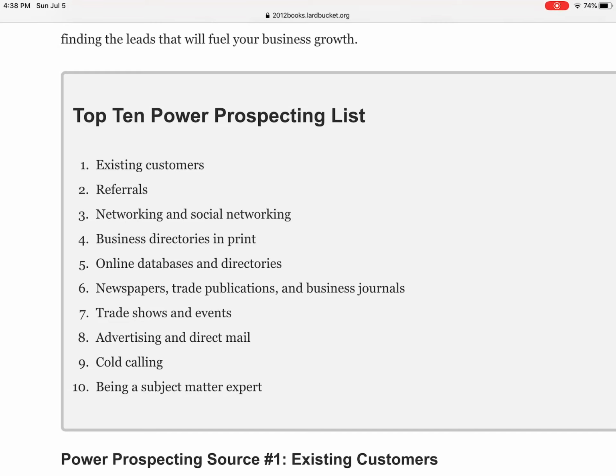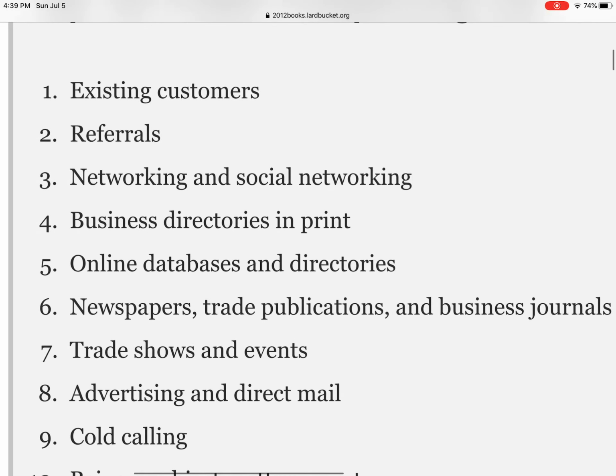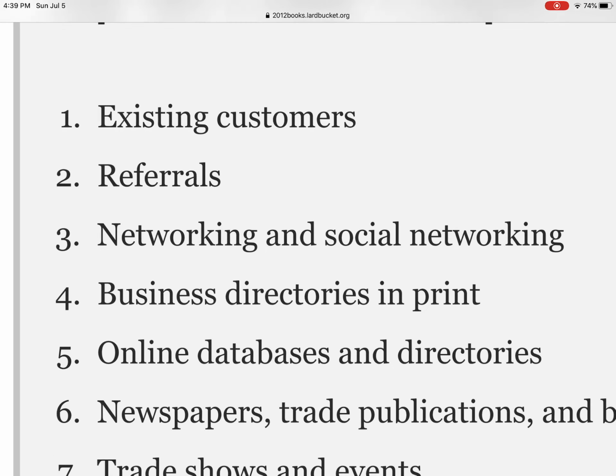The first one is existing customers. Who are the people that are already buying your services? You can ask them, okay, who are the 4 or 5 people that you would like us to go and contact? So that's number one. Number two is referrals. That is, hey, can you refer me to somebody that you know? It's kind of similar to existing customers. Now, existing customers can buy more, or they can also bring in some additional people. So that's the slight difference between 1 and 2.